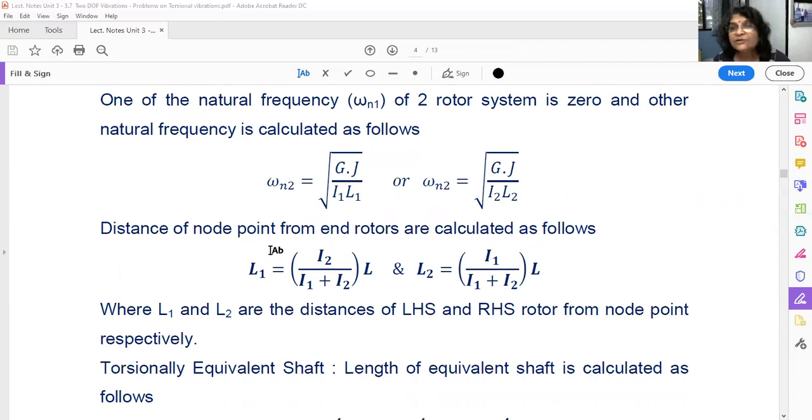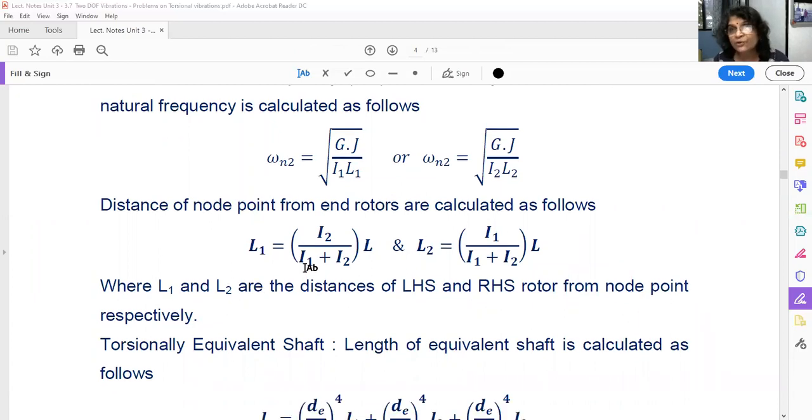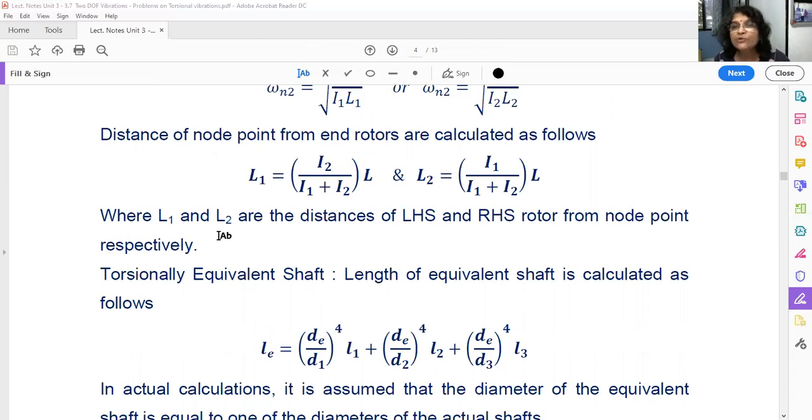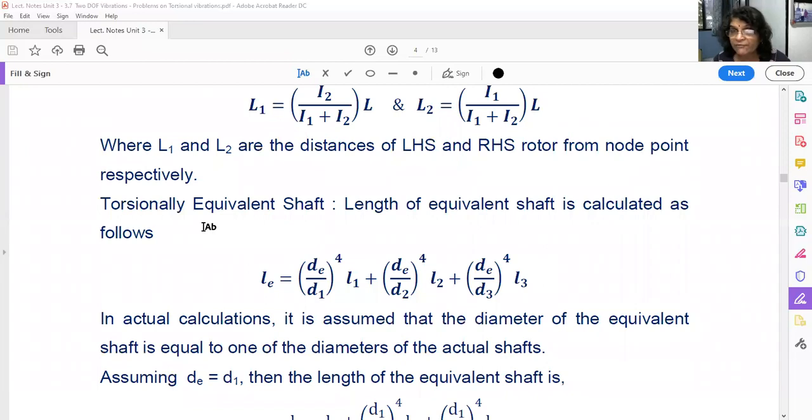That is the distance of the node point from the end rotors. So how to find L1 and L2? L1 is equal to I2 upon I1 plus I2 into L, and L2 is equal to I1 upon I1 plus I2 into L. Then we have also studied how to determine the torsionally equivalent system.